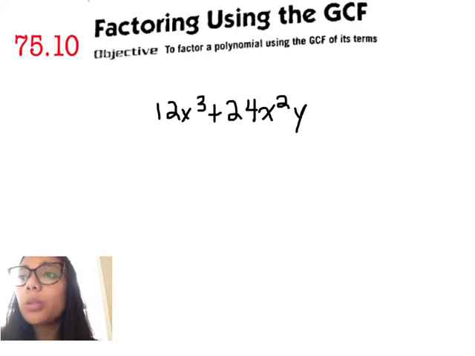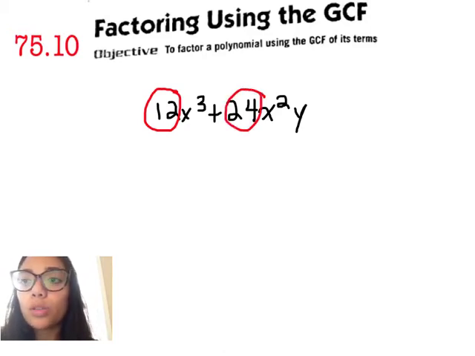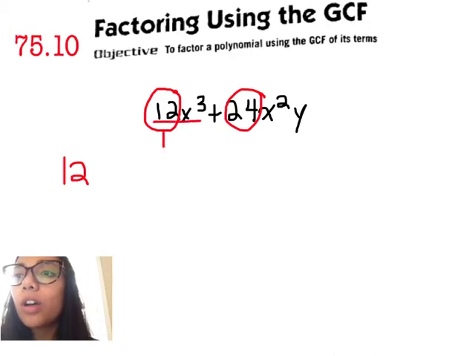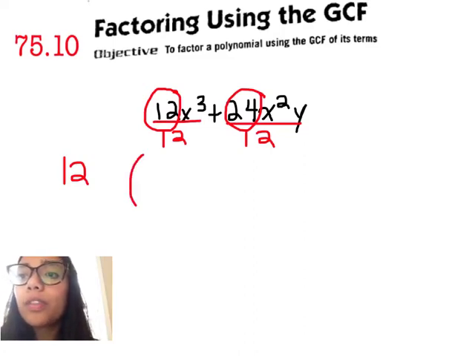So 12x cubed plus 24x squared y. What is your greatest common factor of your coefficients, 12 and 24? Meaning, what is the biggest number they can both be divided by? What you should have said was 12. So I'm going to go ahead and put a 12 right here. And when I do that, I'm dividing by 12 on both sides. So I will have 12 divided by 12 is 1, plus 24 divided by 12 is 2.